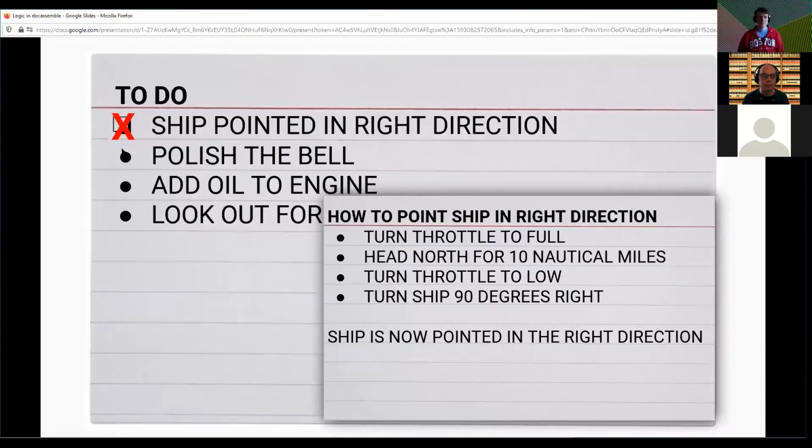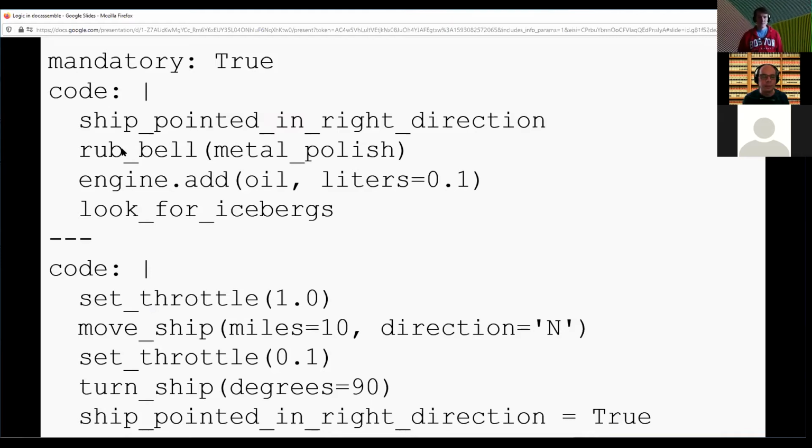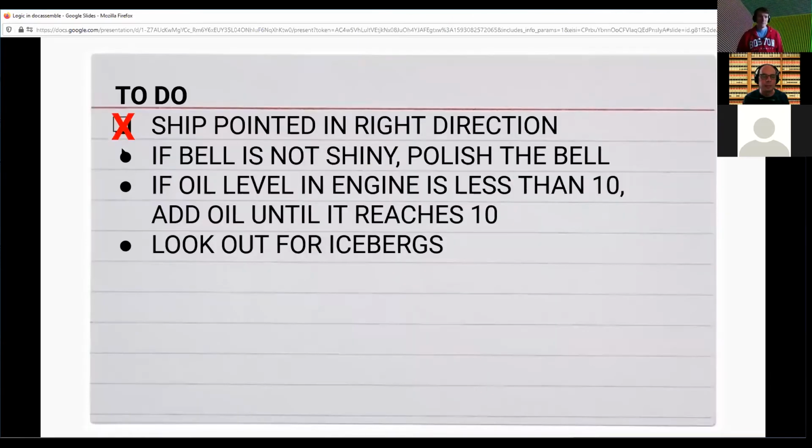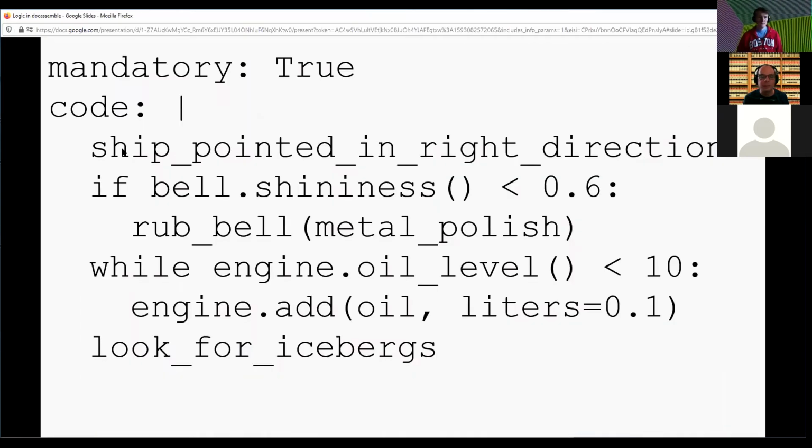So this card would be implemented with code that looks like this. But as I mentioned, it's not perfectly idempotent because it would polish the bell too many times or fill the engine too much. So the next thing you can do is add conditional statements or control statements in Python. Like while the engine oil level is less than the desired amount, add engine oil.